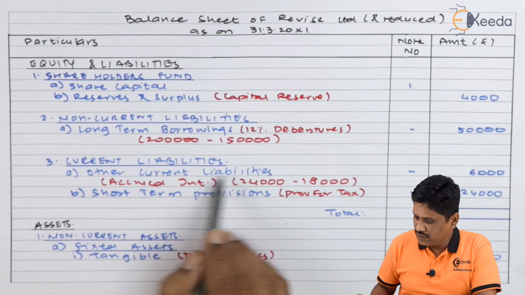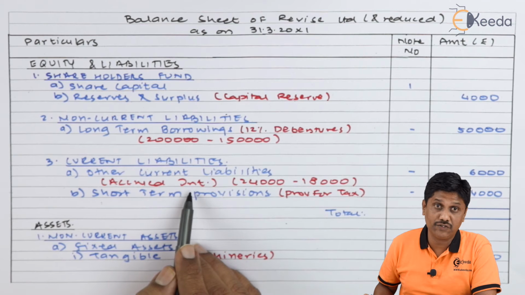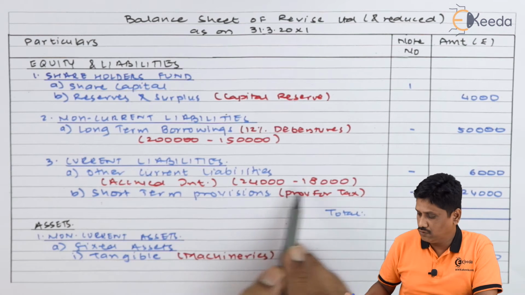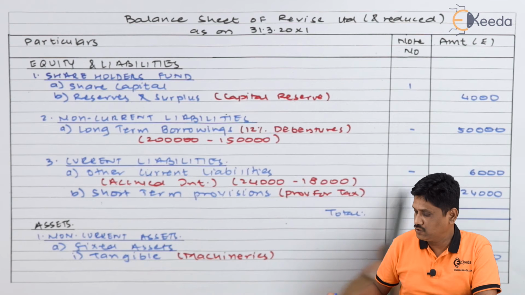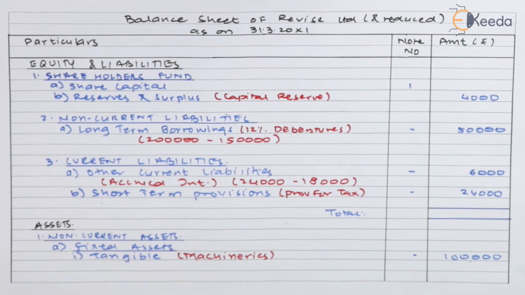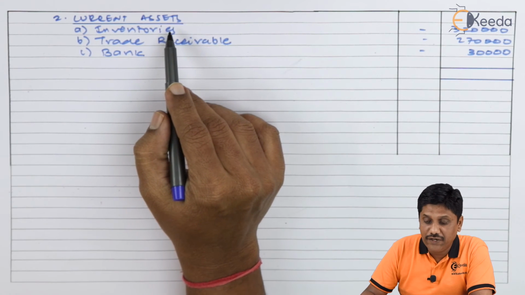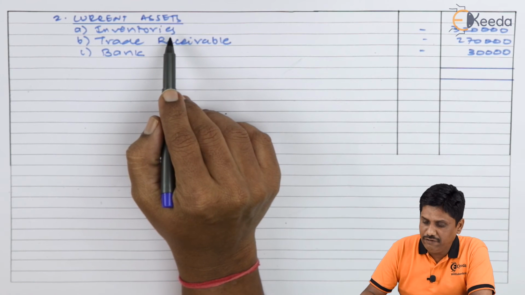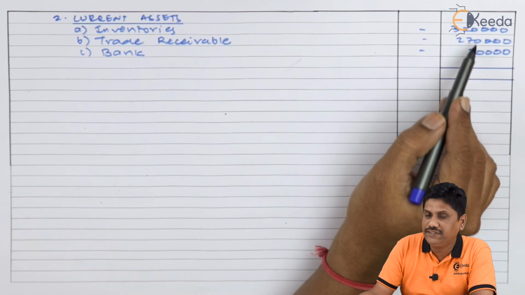Current liabilities include other current liabilities which is accrued interest on debenture. Originally 24,000, of that 18,000 they have cancelled, so remaining amount of 6,000 will come in your balance sheet. Short-term provision includes tax provision which was originally there, 24,000. Asset side includes number 1, non-current assets. In that there is a fixed asset. Under fixed asset, tangible fixed asset, we have only one item, machinery, which is recorded at 1 lakh. Let us see the next. Number 2, we have current assets. In that, existing assets, I have recorded inventories, trade receivable and bank. As it is, they are copied.